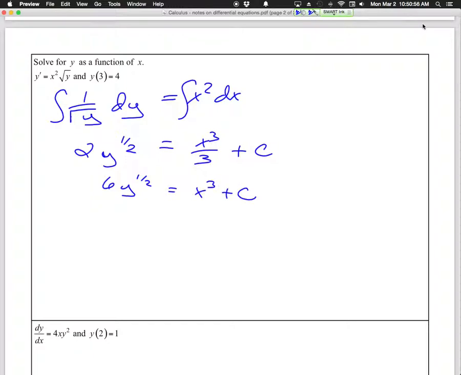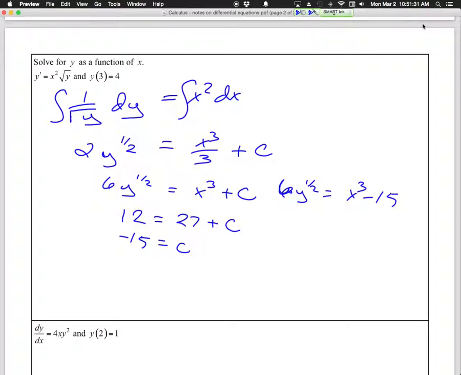And now let's plug in the initial condition. So I'm going to end up with 12 on the left, and I'm going to end up with 27 on the right. So c equals negative 15. So I have 6y to the 1 half equals x cubed minus 15.